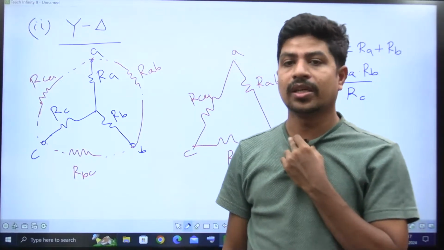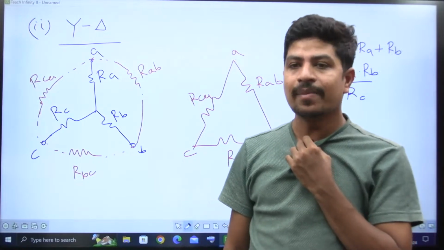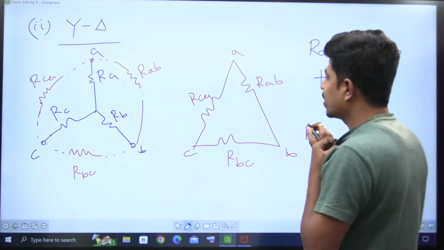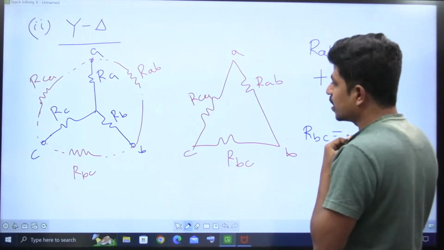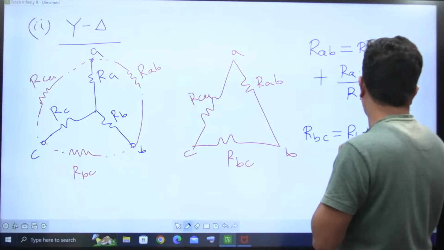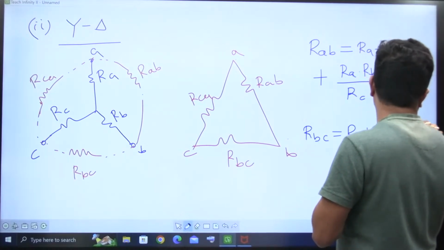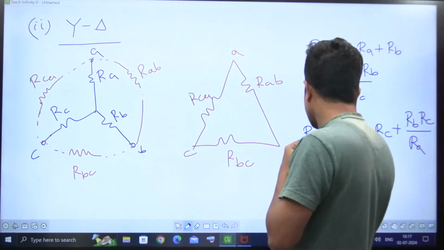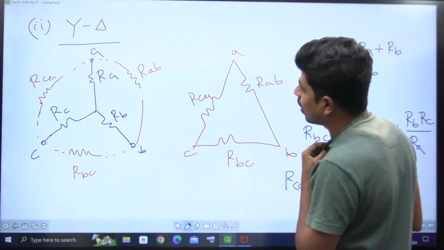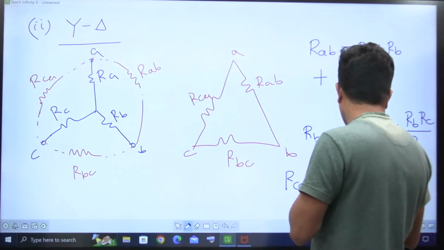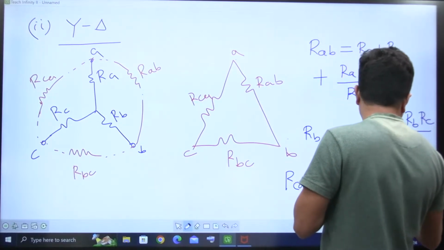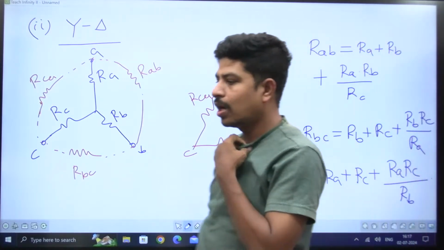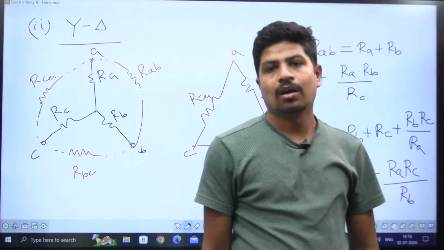I can say star to delta. See, you can add those RA and RB. Next, what is RBC? RBC is equal to RB plus RC plus RB RC by the opposite, which is RA. Next one is RCA, which stands for RA plus RC. So RA plus RC plus RA RC by RB, right? This way we are going to get star to delta.